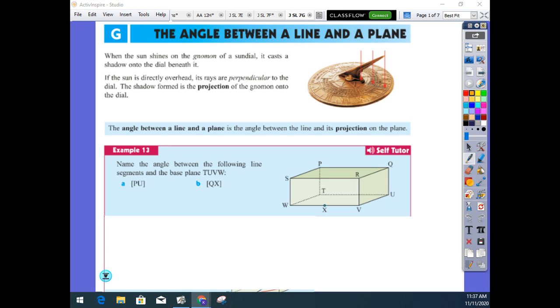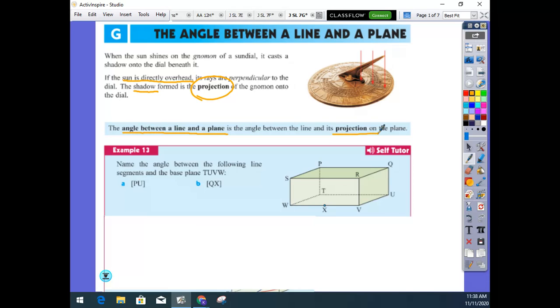Section G can be a little tough to visualize at first, so this sundial is kind of a good way to think of it. Think of the sun being directly overhead. The shadow directly underneath is called a projection. What we're going to do is find the angle between a line and a plane and its projection onto the plane.